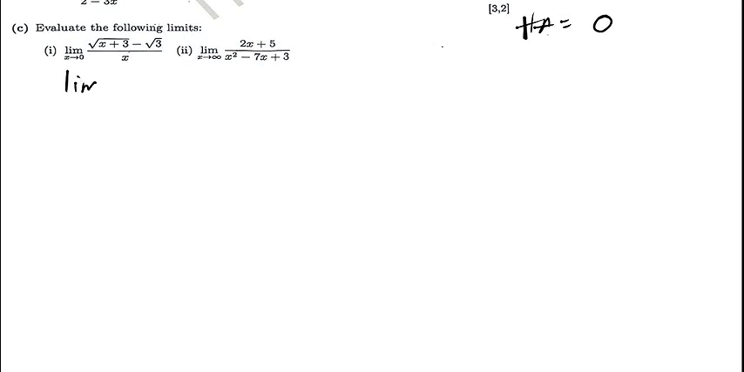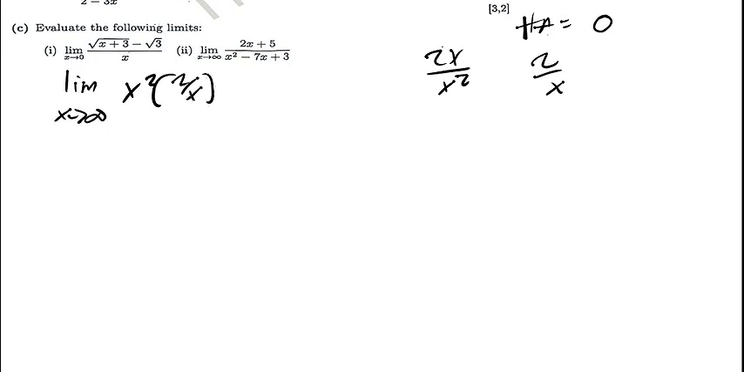Limit as x goes to infinity, I need to factor out both on top and down using the highest power of x in the denominator, which is x squared. So I'll say x squared, open brackets. Now, how do we factor out? I'm dividing 2x by x squared. That is going to give me 2 over x, plus. Now I'm dividing 5 by x squared, which is 5 over x squared.